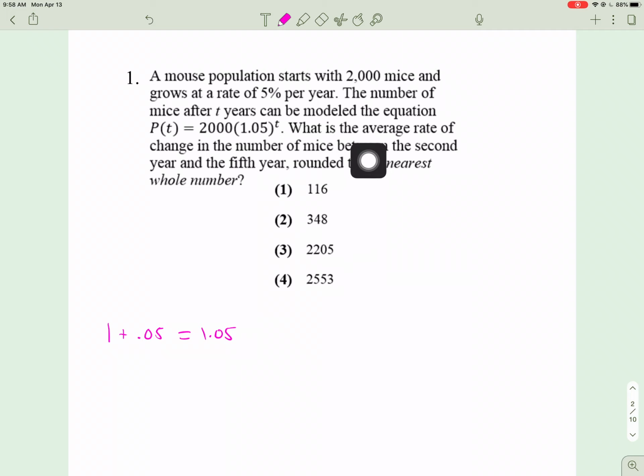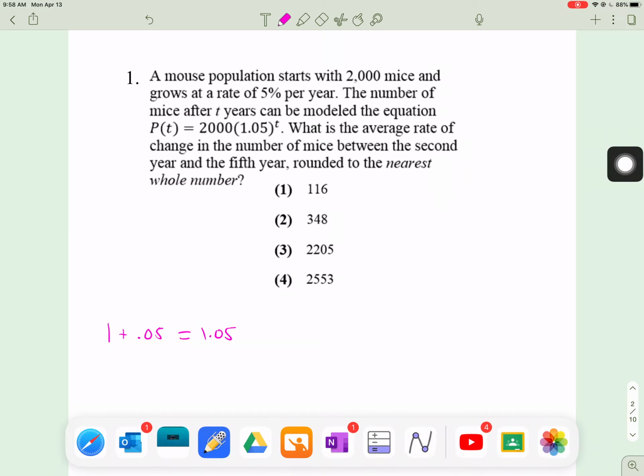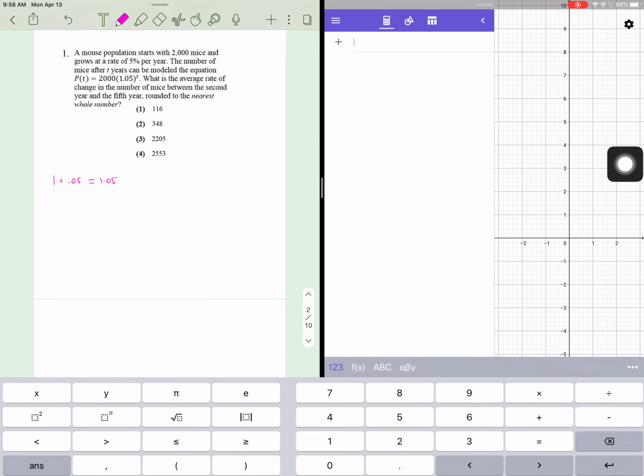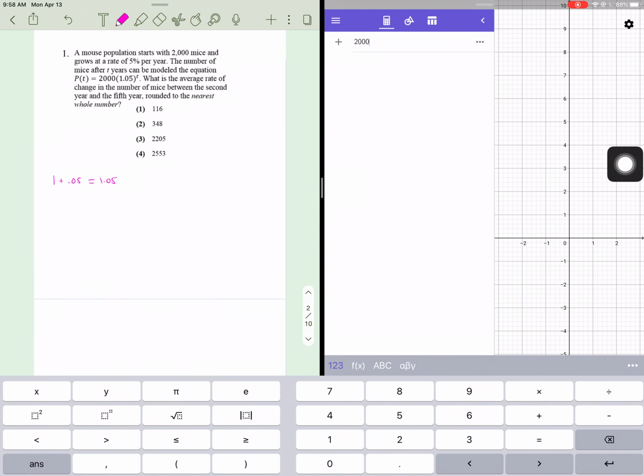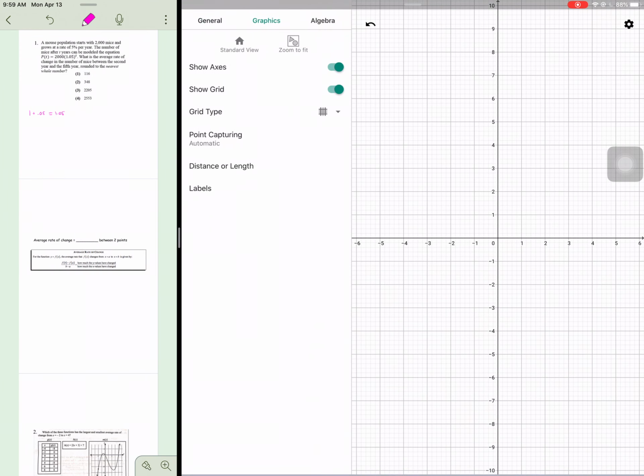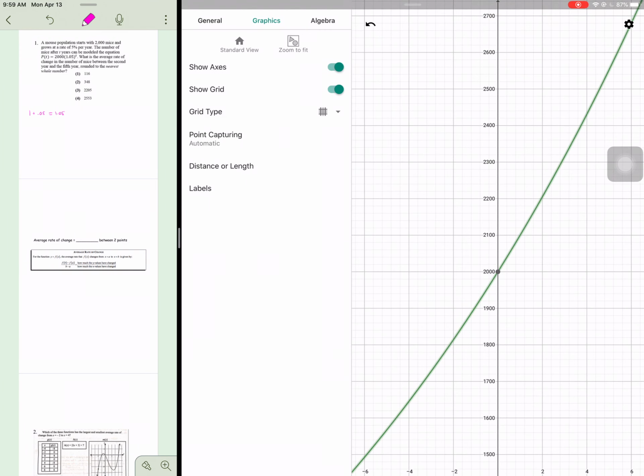So it says, what is the average rate of change in the number of mice between the second year and the 5th year? So let's figure out how many there are in the second year. What we're going to do is graph this, and we get 2,000, parentheses 1.05, close parentheses, raised to the, we can't put t, so we'll put x. And we graph it. Now I don't see the graph, that's okay. I'm going to click zoom to fit, and there it is.